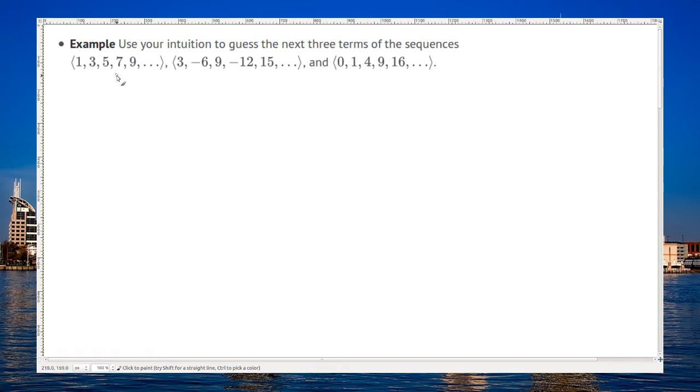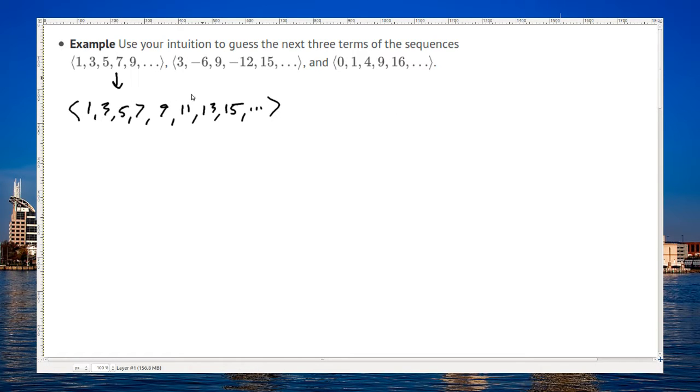Okay, so for this sequence right here, 1, 3, 5, 7, 9, using our intuition, we can guess that this is obviously talking about the odd numbers in order. So the next odd number, in fact, I'll just write out the entire sequence. 1, 3, 5, 7, 9, and I have to guess three terms there. So the next terms would be 11, 13, and 15. And that would be the next few terms of that sequence.